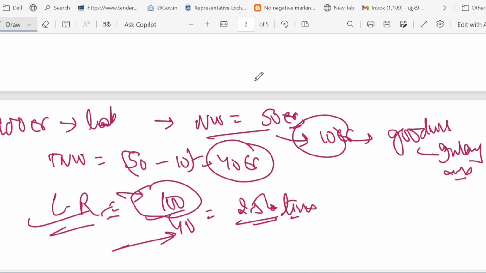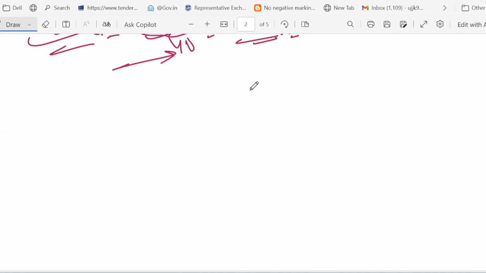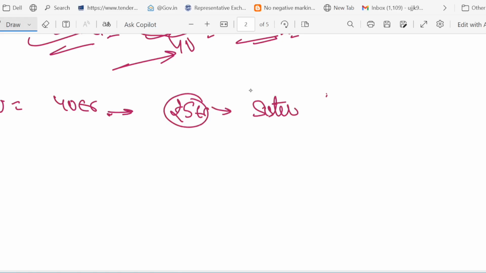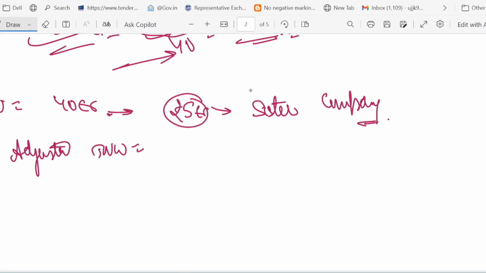So let me illustrate it with an example. Let's say that TNW is 40 crore. Tangible net worth is suppose 40 crore, right? But you have 5 crore invested in your sister company. So what would be the adjusted TNW? Adjusted tangible net worth would be how much? Very simple. 40 minus 5, which is equal to 35 crore, right? So it gives you a strict picture.